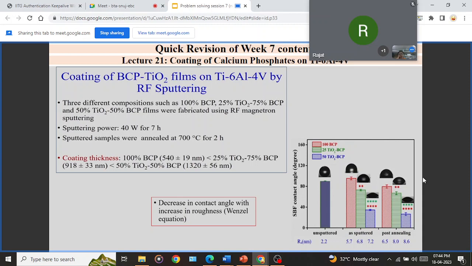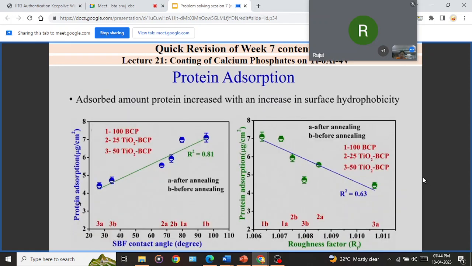So the decrease in the contact angle will occur with the increase in the roughness. That is, the Wenzel equation is actually given by cos theta is equal to RF cos theta naught. So RF is the roughness factor. Similarly, protein adsorption can be studied when compared with the contact angle and the roughness factor.